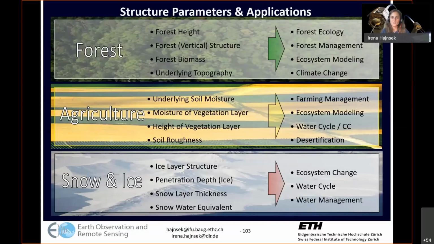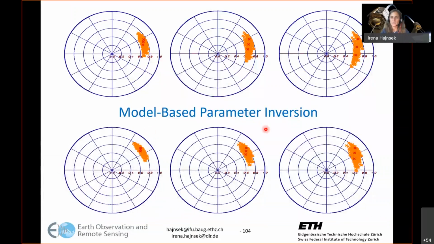Okay, what I would like to go into now is how to derive the forest height using a model-based approach. For this, we need to go a little bit into the model, again the concept of the model. At the end, I will show you a very short extract of how to invert this, again conceptual, and some results out of it.